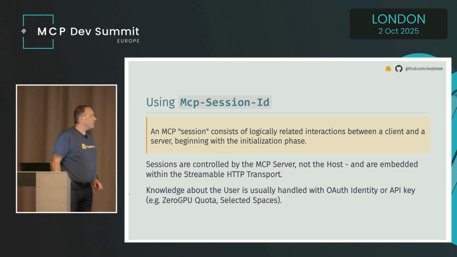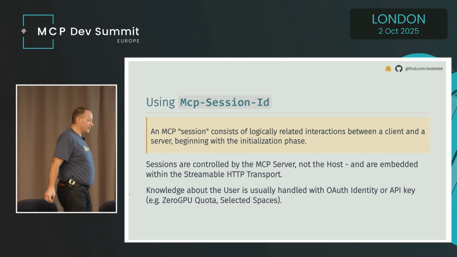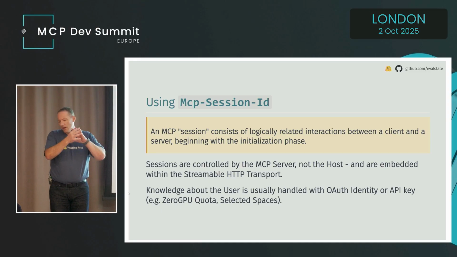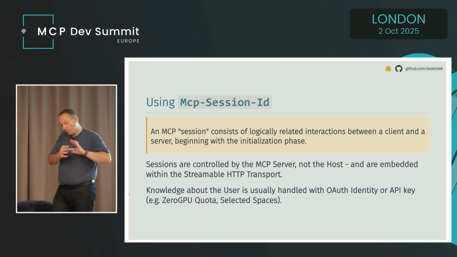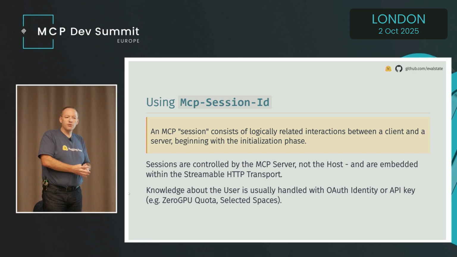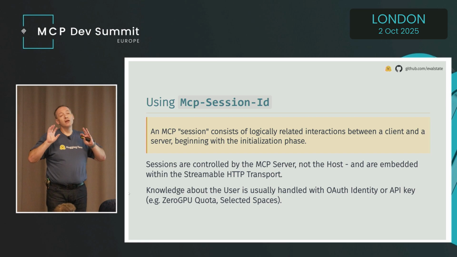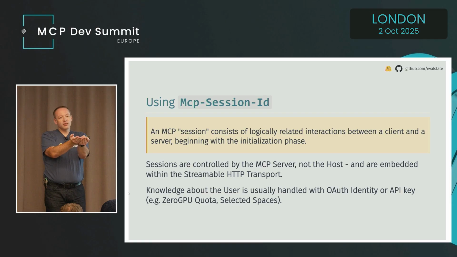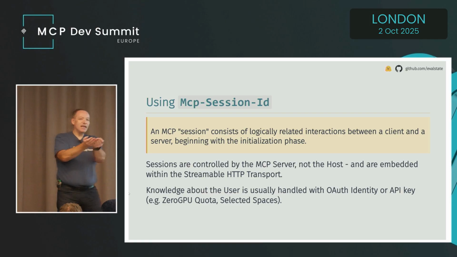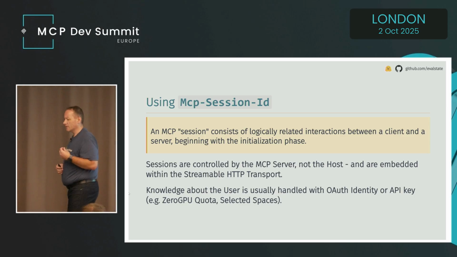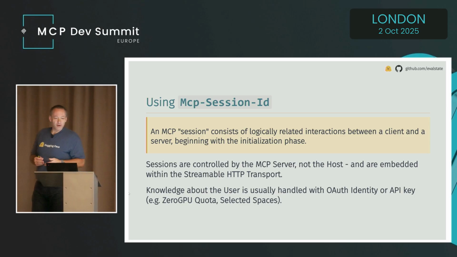So when we looked at that initialization phase, we saw that a session ID was allocated during that handshake. Now, the session ID is embedded within the Streamable HTTP transport. Obviously with MCP, we have the protocol itself, which is a bunch of data structures and JSON-RPC envelopes. But the MCP session ID doesn't live there. The MCP session ID lives within the HTTP transport layer. We don't have an equivalent in standard I/O. So it's very closely related to it.